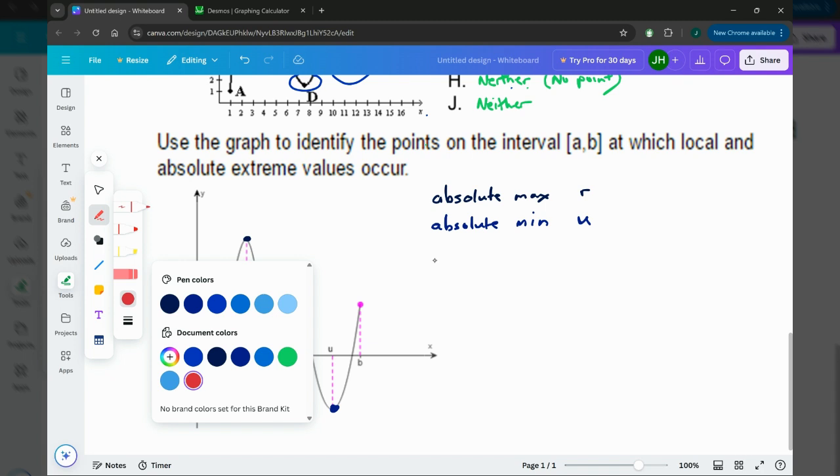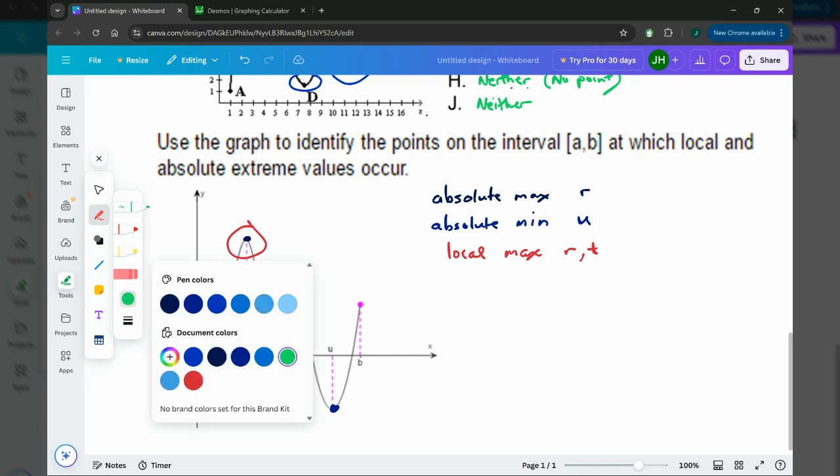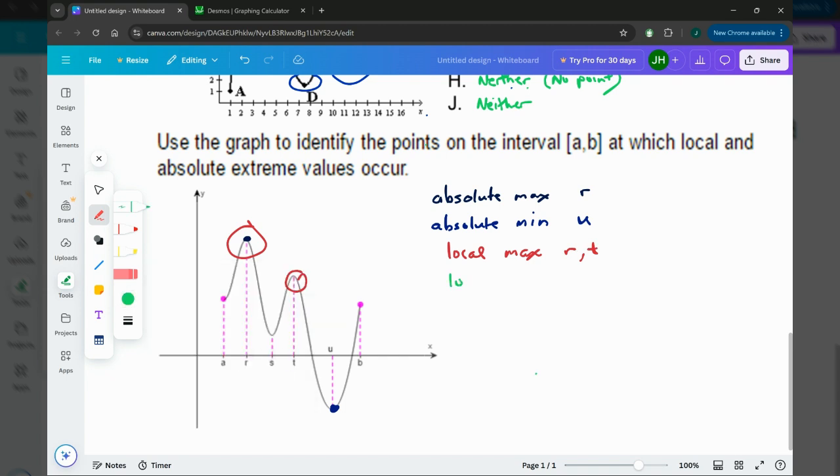Do we have any, and I'm going to use the word local this time like they are here. Local just means relative. So if I say local maximum, where do you see the graph go up and down? Well, I see the graph go up and down right there at R. I see the same thing happen at T. Those are local maximums. What about local minimums?